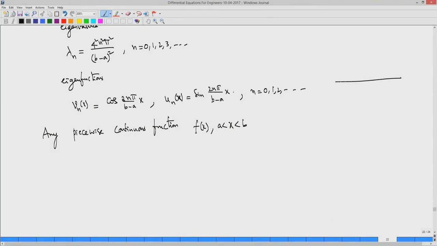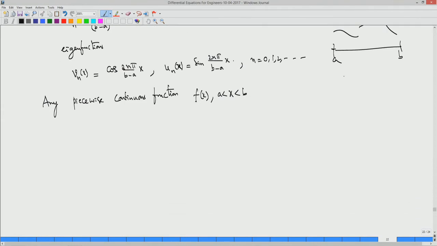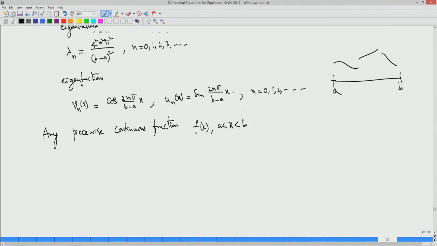So from a to b, you can have some pieces, this kind of function. So only finite domain, that means outside it is like it is repeated everywhere like this. So piecewise continuous function means you can have a jump discontinuity. It is not continuous, but it should not go to infinity.